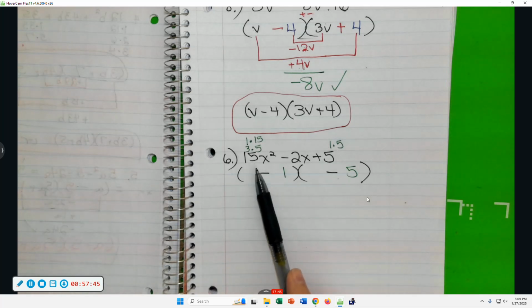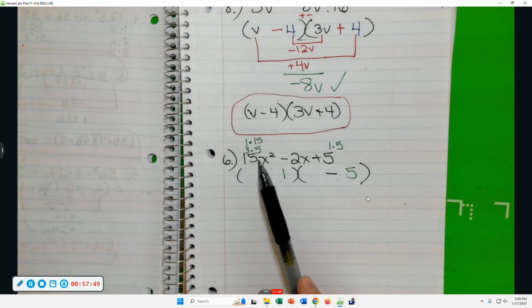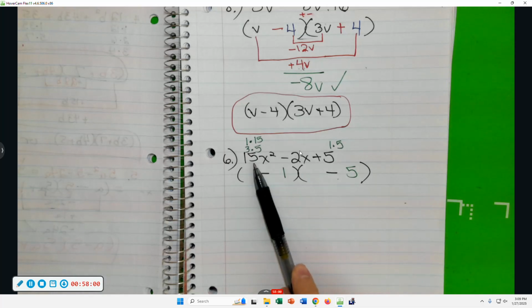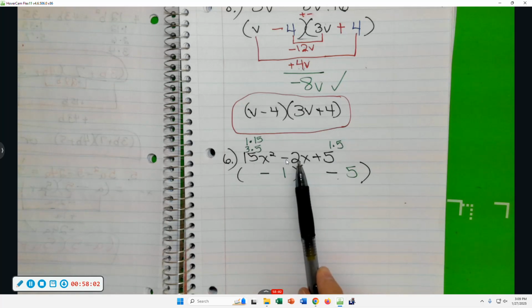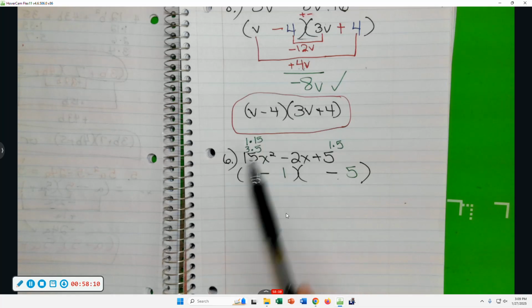Now for 15, we know we're going to need an x and an x. But do you want to use 3x and 5x or 1x and 15x? I would use the 1 and 15 if the middle term were big. 15 times 5 is 75, so if this middle term were 74 or 76, I'd start off with 1 times 15. But it's a smaller number, and so I think you better try the numbers that are close together.